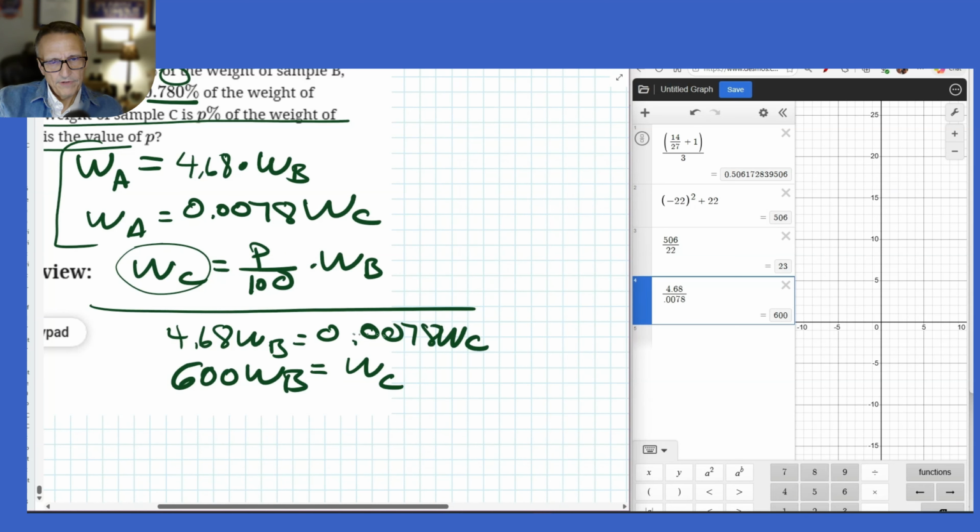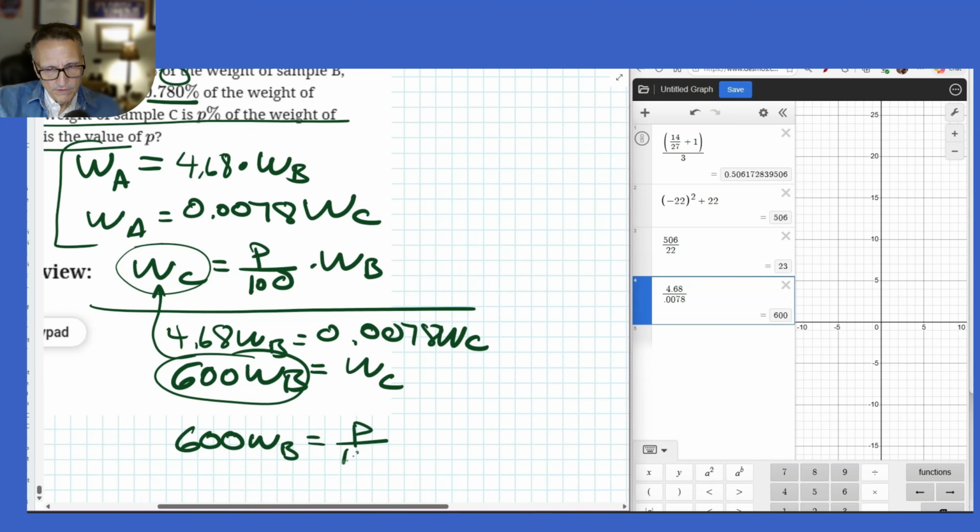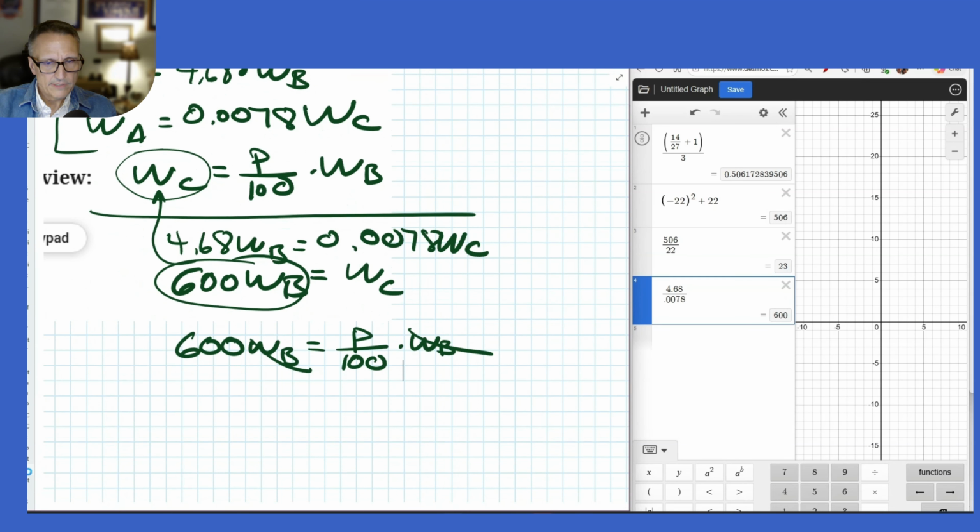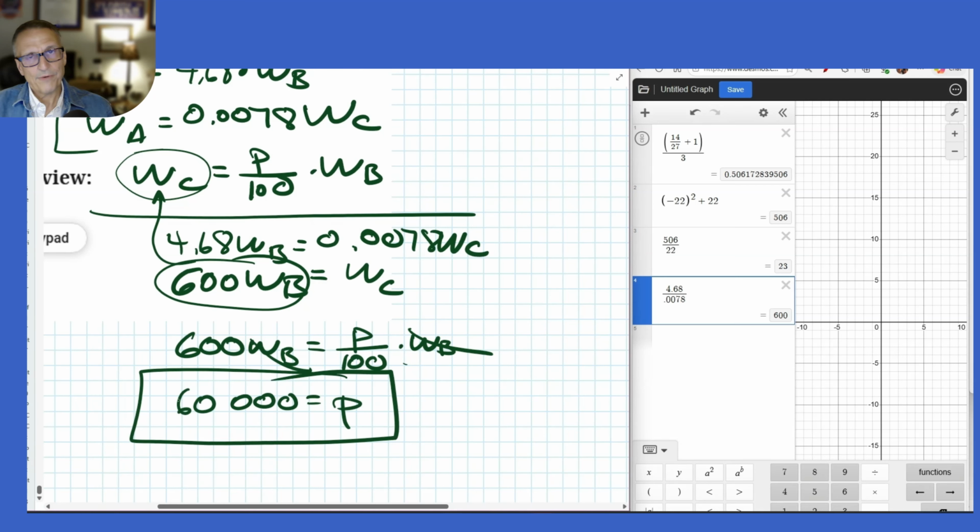So then all I have left to do is to do a substitution of 600 times WB into that third equation. That third equation becomes 600 times the weight of B is equal to P over 100 times the weight of sample B. And what happens is the WB, the weight of sample B, is going to divide out on both sides. If you divide both sides by weight of B, it divides out. I solve for P by multiplying by 100 on both sides. And 600 times 100 is 60,000. And that is the answer to that question.